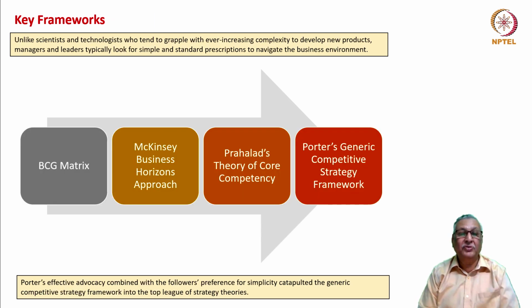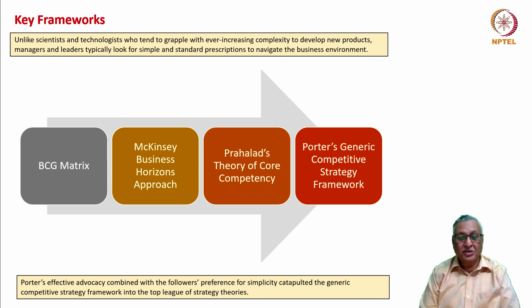The key frameworks that we considered in the past lectures are the BCG matrix, that is the product portfolio analysis, the McKinsey business horizons approach, Prahlad's theory of core competency, and Porter's generic competitive strategy framework. We also had additional frameworks such as the GE matrix and so on. Balanced scorecard again was one topic which we considered in detail. The blue ocean strategy. In fact, whatever needs to be considered as part of strategic analysis in an evolved MBA program, we have considered as part of this lecture series so far.